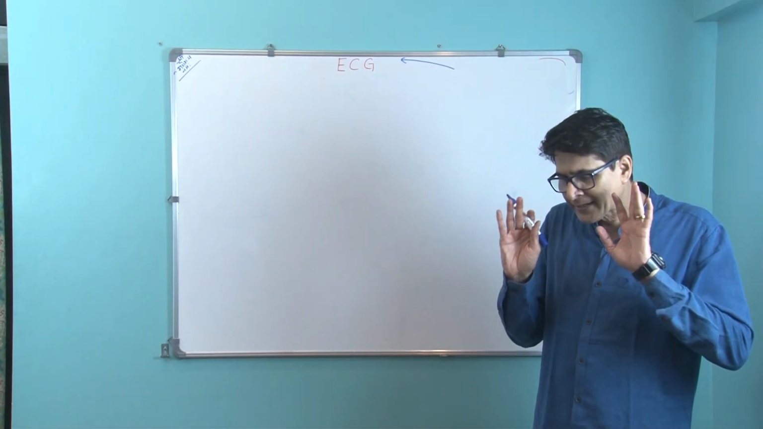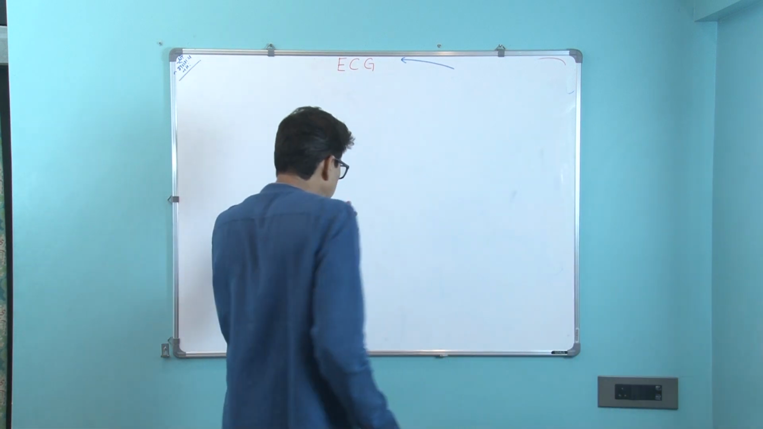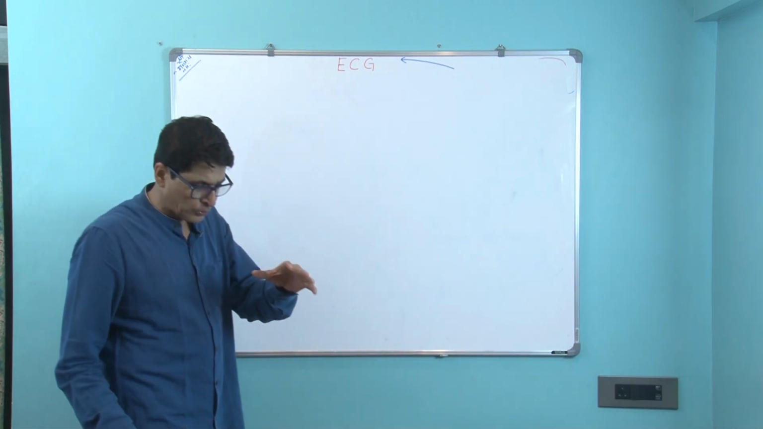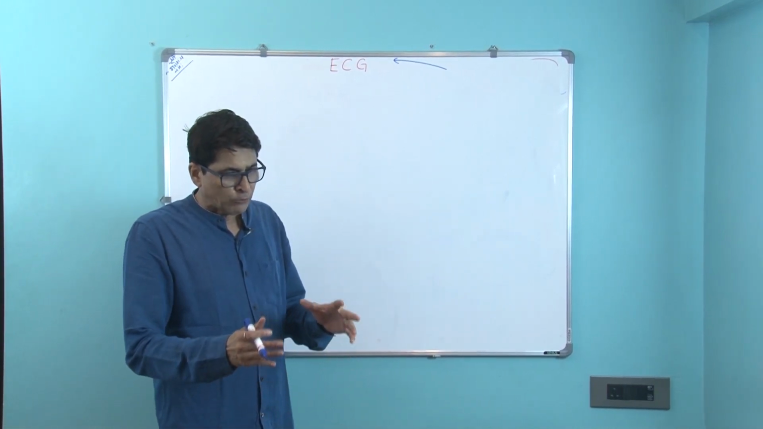Now we will take lead orientation. Lead orientation means, last time we took the electrical axis. Now there are 12 leads.